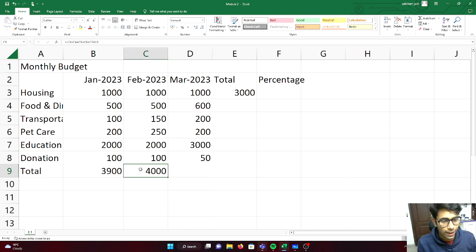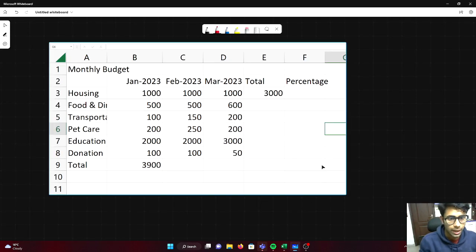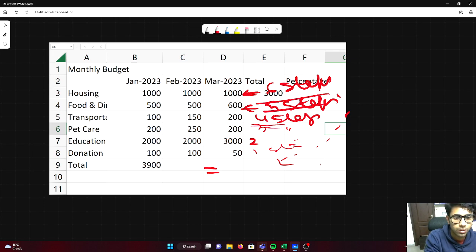Now again, if I copy this and paste it here, this time I'm getting 5050. Again, I am using relative cell referencing and adding those cells which are six steps away, five, four, three, two, and one step away. So in order to get the value here, I am adding this cell which is six steps away from here, then five steps away, four, three, two, and one step away, and I am adding all these values here.